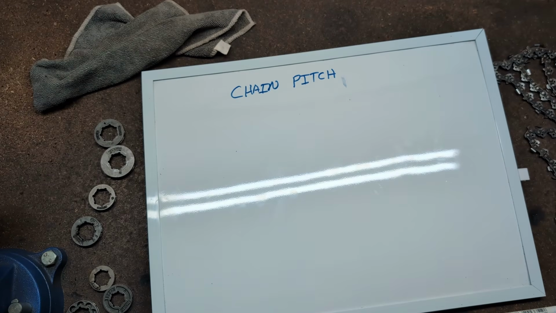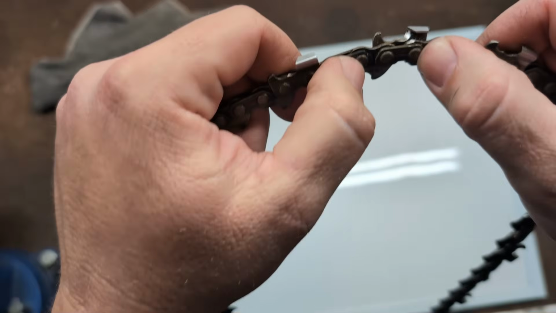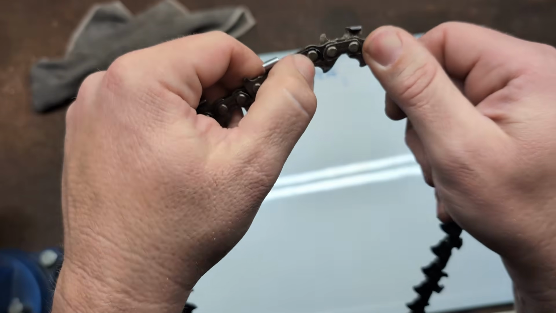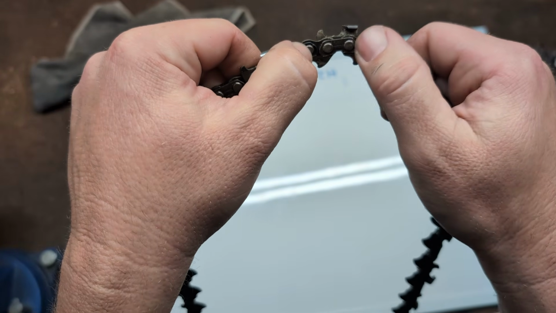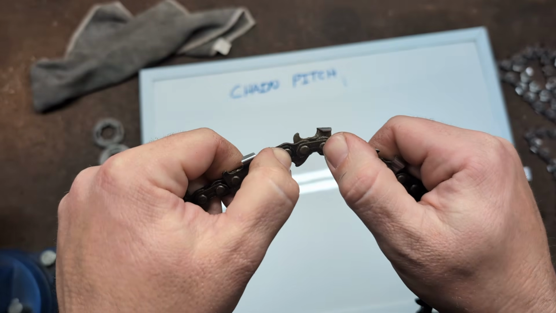So to start off with the very basics, chain pitch is a length measurement. It is measured between the center of 3 rivets on each chain, and then that number is divided in 2. So you'd measure those from my thumb to my thumb, and then you divide that number by 2, and that is your chain pitch.